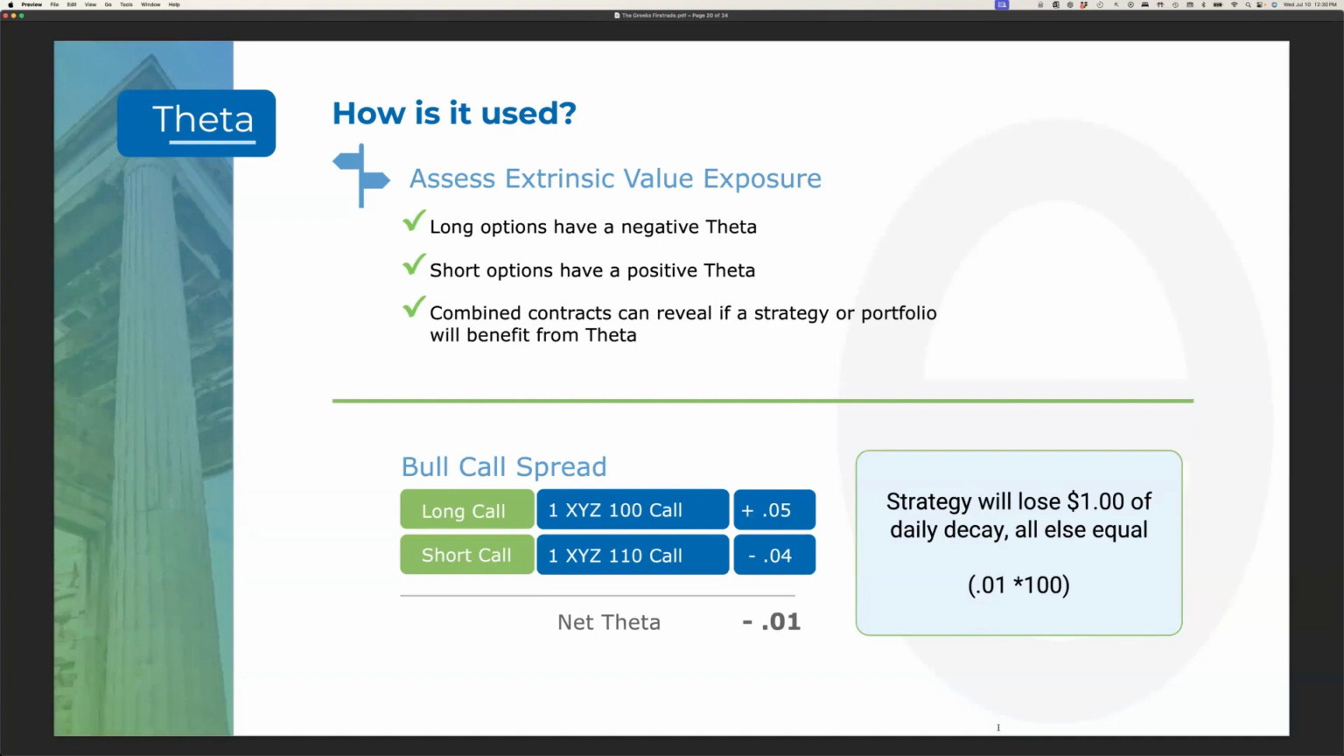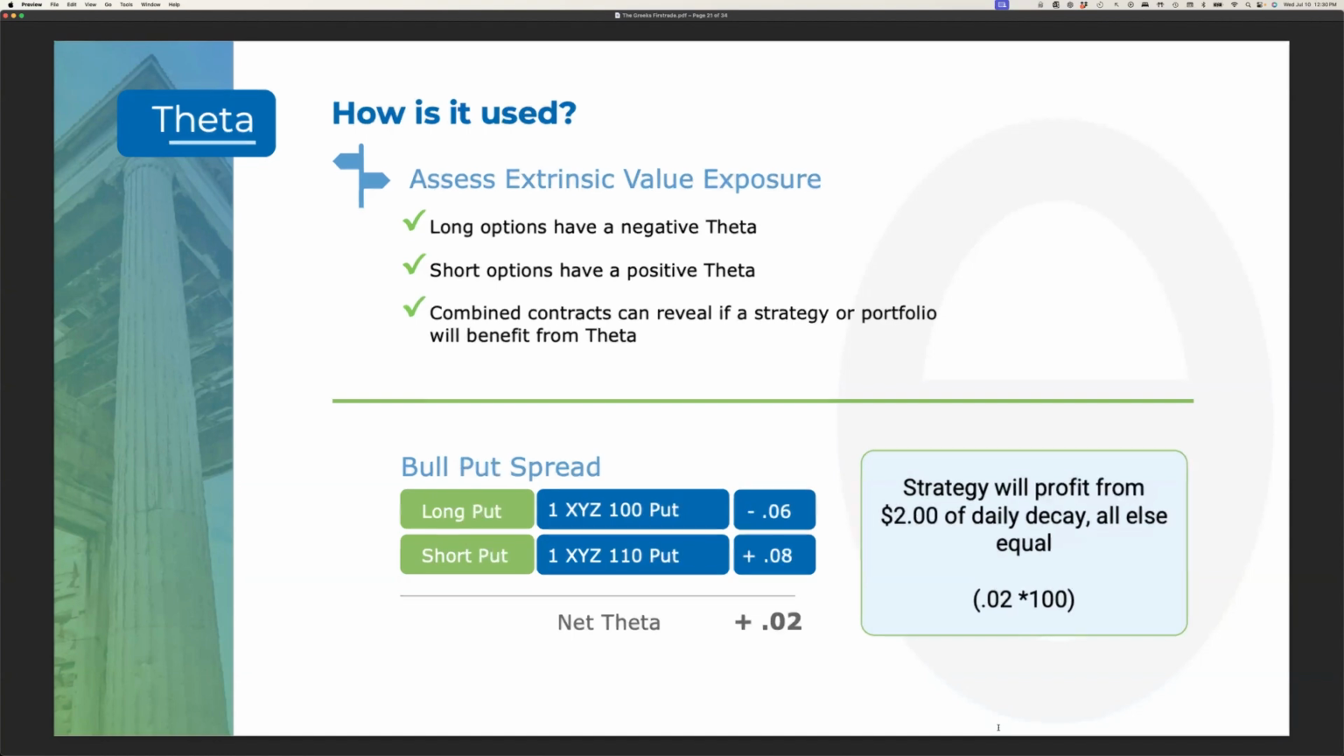sorry, hold on. Let me make sure that we're looking at this the right way. Yeah. So, the long call is losing 5 cents per day, and the short call is gaining 4 cents a day. I apologize. That should be positive 0.01, not negative 0.01. So because you're losing 5 cents a day on the long call and you're gaining 4 cents a day on the short call, your net is that you're losing 1 cent for each day that you hold on to this trade. So you can basically add up the thetas across the different legs that you own, and that's going to help you understand how much decay you have across an entire position, not just on an individual leg basis.